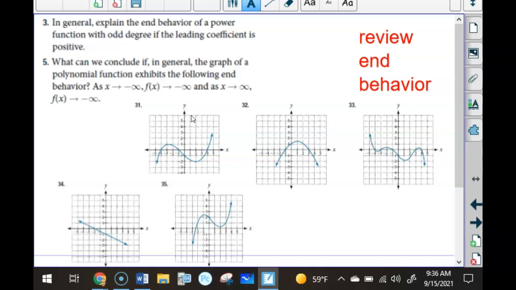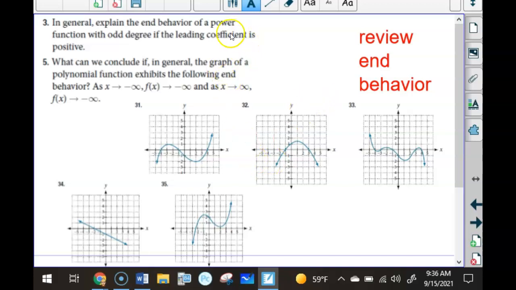Anybody remember what odd degree meant in terms of end behaviors? Odd degree means it's doing this, okay? One end up and one end down. If it is a positive leading coefficient, then the right end is up. If it's a negative leading coefficient, then the left end is up. I don't know, just right-handed people are positive. I don't know what will help you remember that.